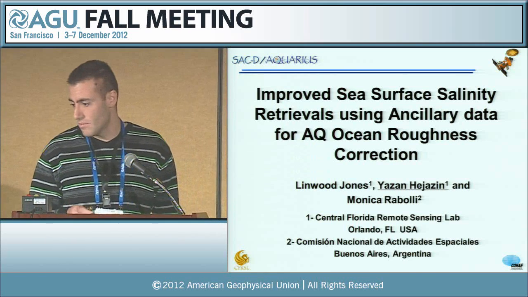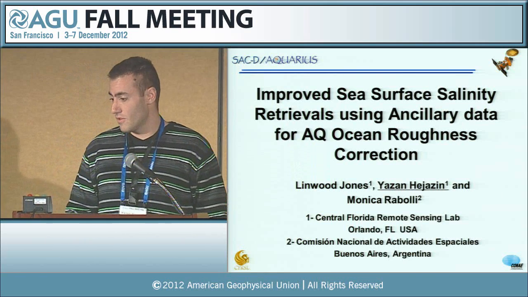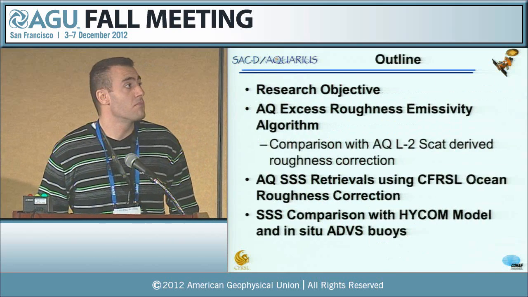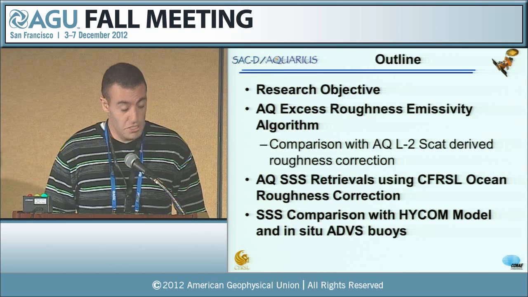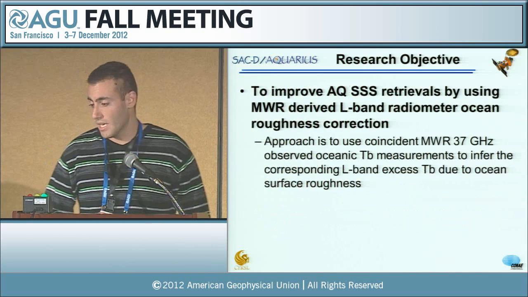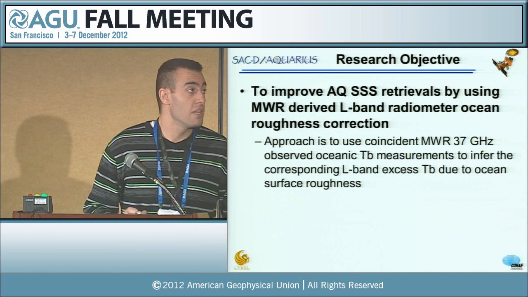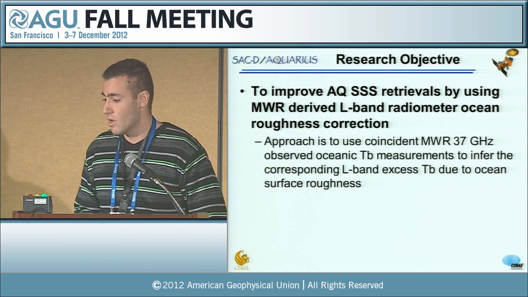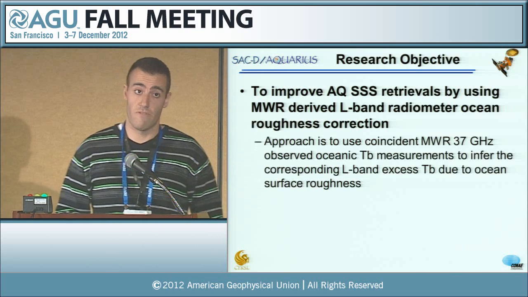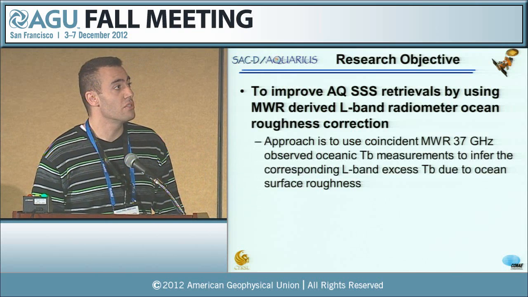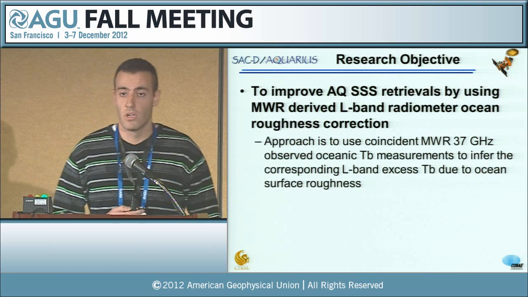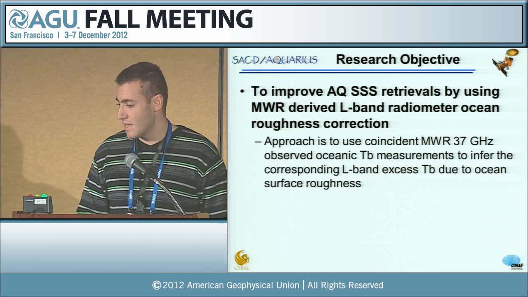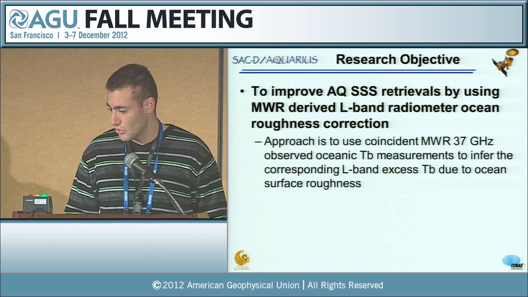I'll be talking about improved sea surface salinity retrieval using ancillary data for Aquarius roughness correction. This is a brief outline of the presentation. I'm going to start with the objectives. The objective definitely is to improve the Aquarius salinity retrieval using MWR-derived L-band roughness correction. The point is to use the coincident MWR brightness temperature at 37 gigahertz and derive from that an L-band XSTB to be used to improve the salinity.